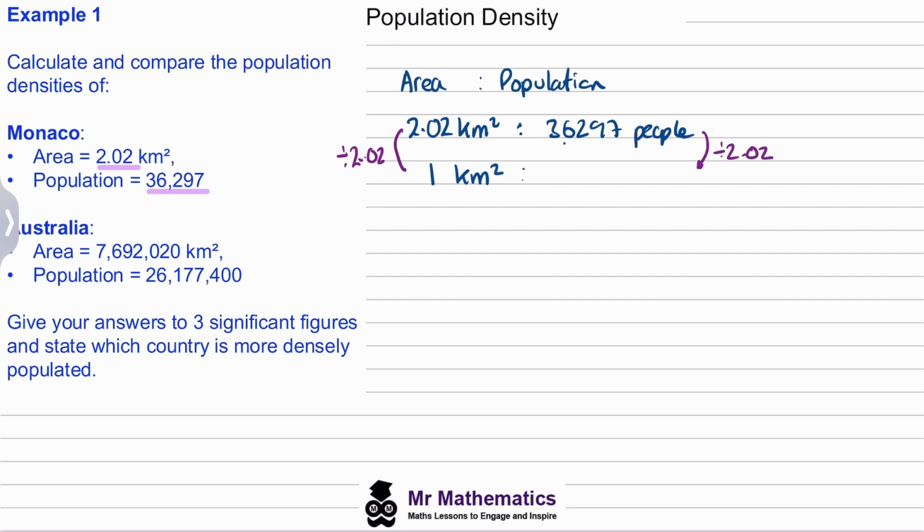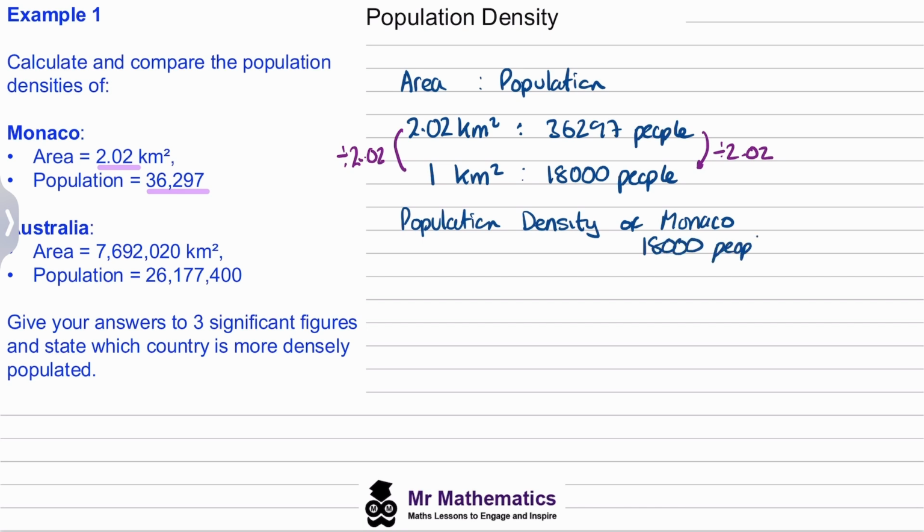So 36,297 divided by 2.02 will give us 17,969 people. We've been asked to give our answer to 3 significant figures, so I'll round this up to 18,000. So the population density will be 18,000 people per kilometre squared.